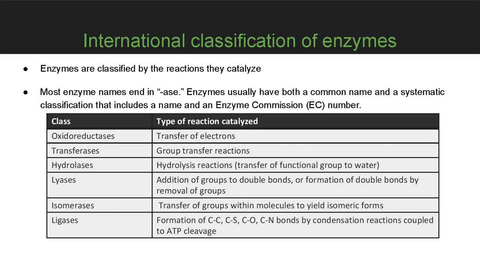Oxidoreductases, that transfer electrons. Transferases, group transfer reactions like amino group or carboxylic group. Hydrolases, they catalyze hydrolysis reactions, transfer of a functional group to water. Lyases, addition of groups to double bonds or formation of double bonds by removal of groups. Isomerases, transfer of groups within molecules to yield isomeric forms. Ligases, formation of C-C, C-S, C-O, and C-N bonds by condensation reactions coupled to ATP cleavage to produce ADP.